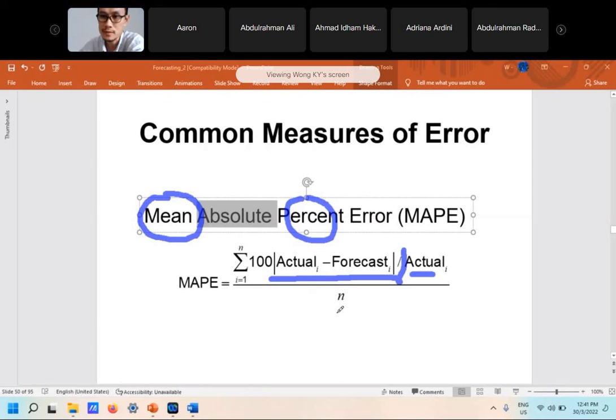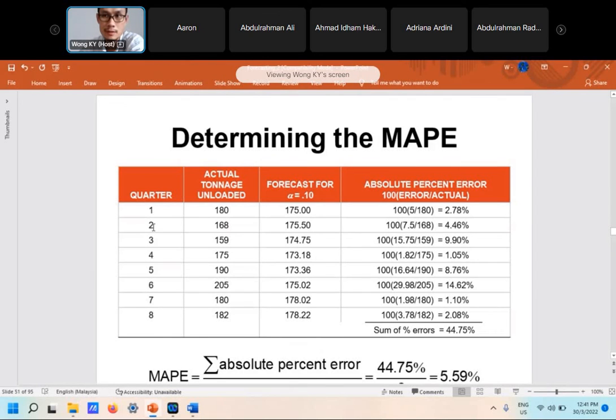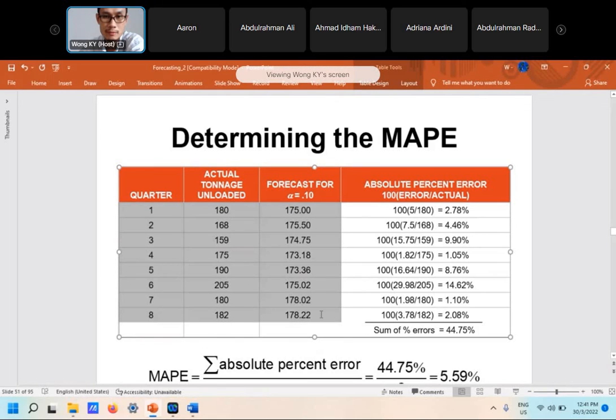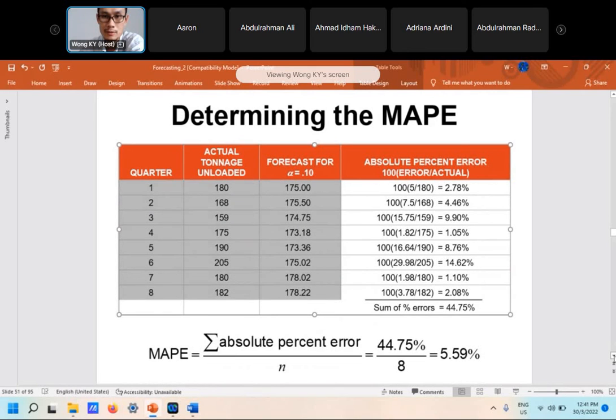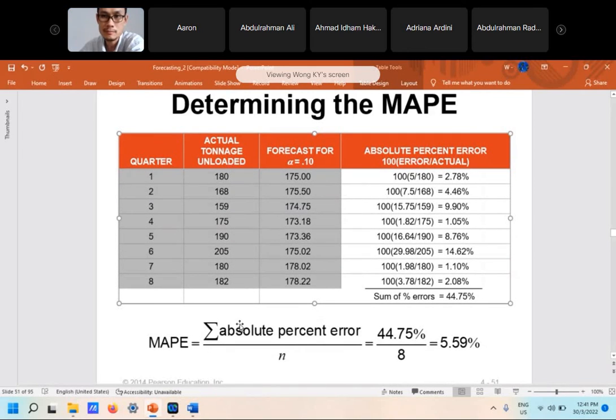Okay? So example, same set of data. We only show you alpha equal to 0.1. So how do we calculate MAPE? First, calculate the absolute error. 180 minus 175, you get 5. Okay, but you have to convert it into percentage. How to convert it into percentage? You have to divide back by the actual value, which is 180, and then times 100. So this will turn it into percentage.